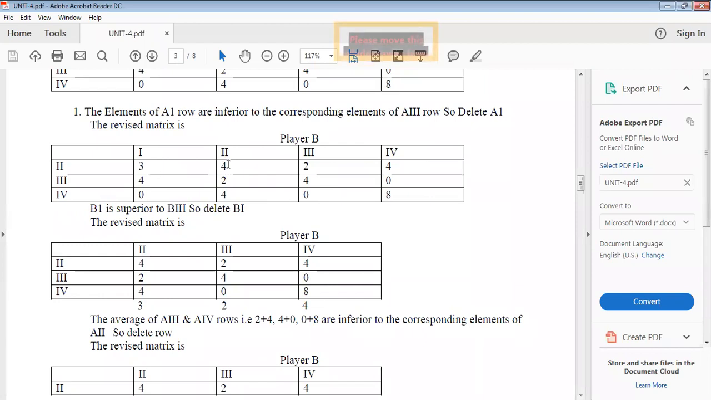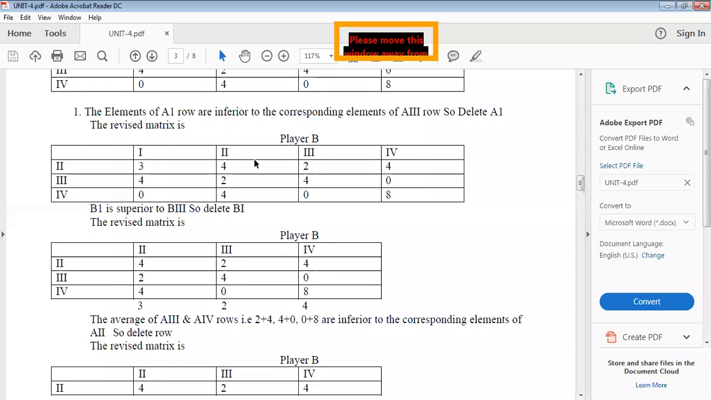And 4 is dominating 3, 2 is not dominating 4. So therefore, the comparison cannot exist between 1 and 2, 2 and 3. So 2 and 3 means again, 4 is dominating 2, but 2 is not dominating 4. 4 is dominating 0. Like that, you have to select the various combinations, identify which column is dominating which column. And this B1 column, 3 is dominating 2, 4 is dominating 4, 0 is equal to 0. Only one element is dominating.